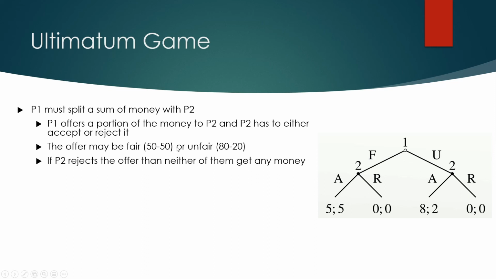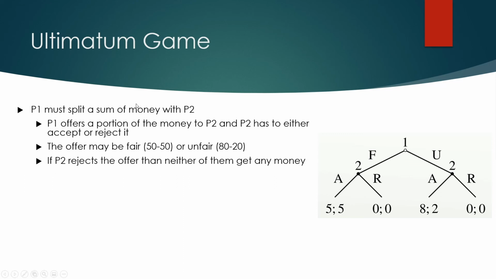The offer can be fair, so 50-50. If we look over here, this is player 1 making a fair offer, and player 2 can either accept that offer or reject it. A fair offer would be 50-50. So at $10, he gives 5 to player 2 and keeps 5 for himself, or it can be an unfair one where he keeps 80% for himself and only gives 20% to player 2. Now, if player 2 accepts, then they both get that amount of money. So player 2 gets 5, player 1 gets 5. If he accepts over here, player 1 gets 8, and player 2 gets 2.